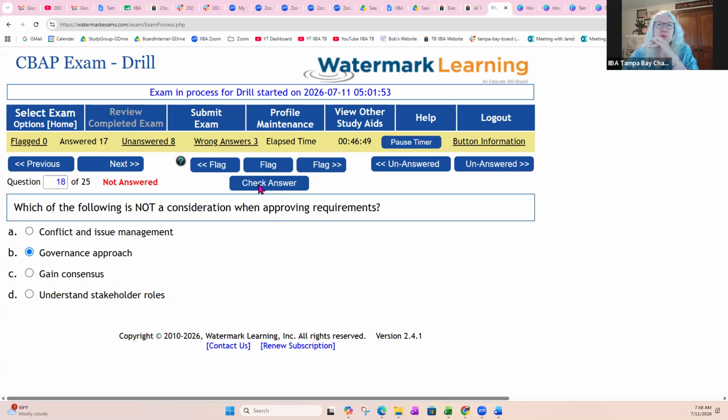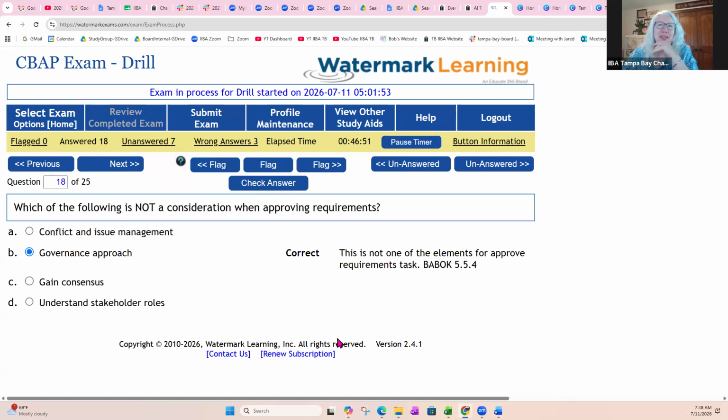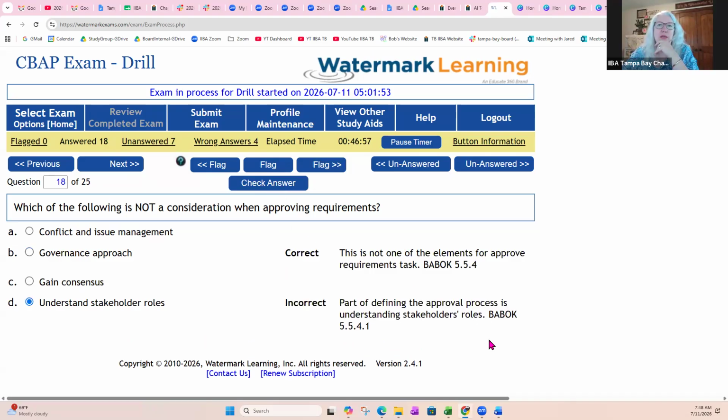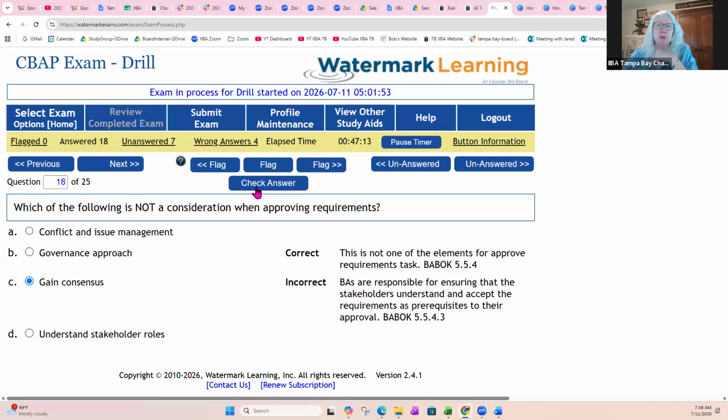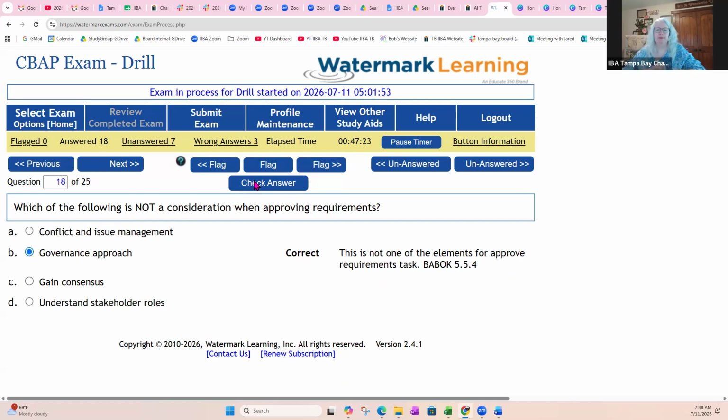Okay. I'm going to test governance approach. We'll figure it out. So this is not one of the elements for the approve requirements task. Part of defining the approval process is understanding the stakeholder roles. So that's what we do when we define the approval process itself. And for gain consensus, BAs are responsible for ensuring that the stakeholders understand and accept the requirements as a prerequisite to their approval. So we have to gain consensus. So governance approach is correct. Thank you for talking us through that.